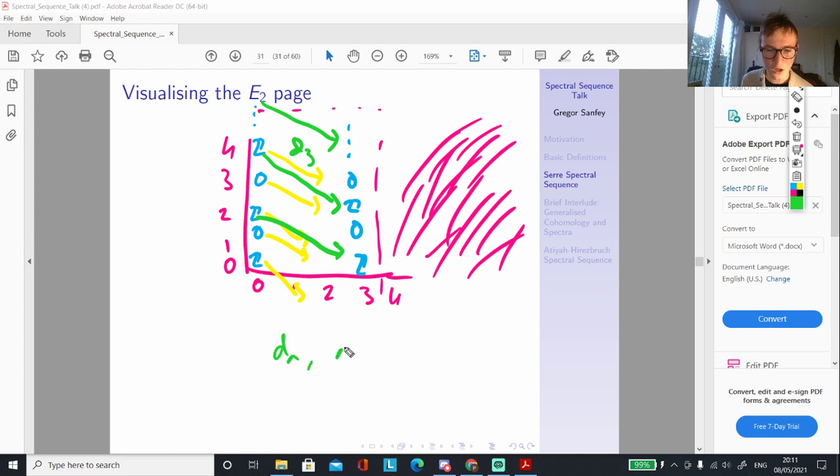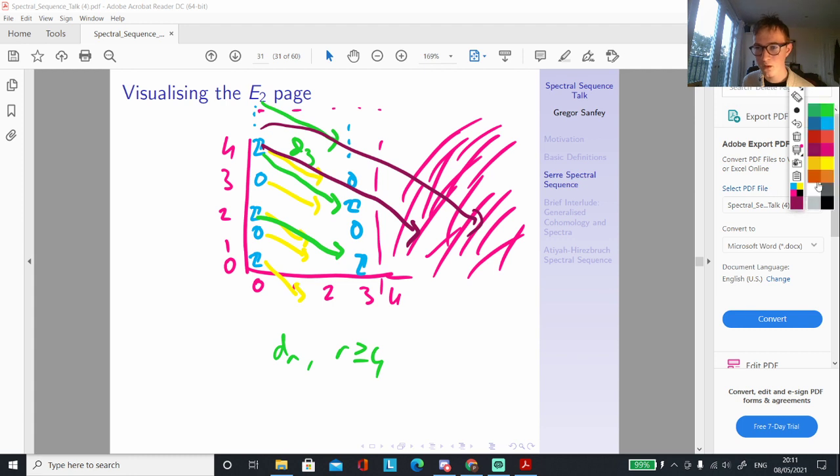So d_r for r bigger than or equal to 4. Okay, so when r is equal to, let's try, I don't know, purple, let's say. When r is equal to 4, we're going to go across 1, 2, 3, 4, but then we're reaching into this zone here where it's way too far. And when r is 5, we're going to go even further into the zone, so it's going too far at that point. So when r is bigger than or equal to 4, everything is going to vanish. So the E4 page is equal to the E infinity page.